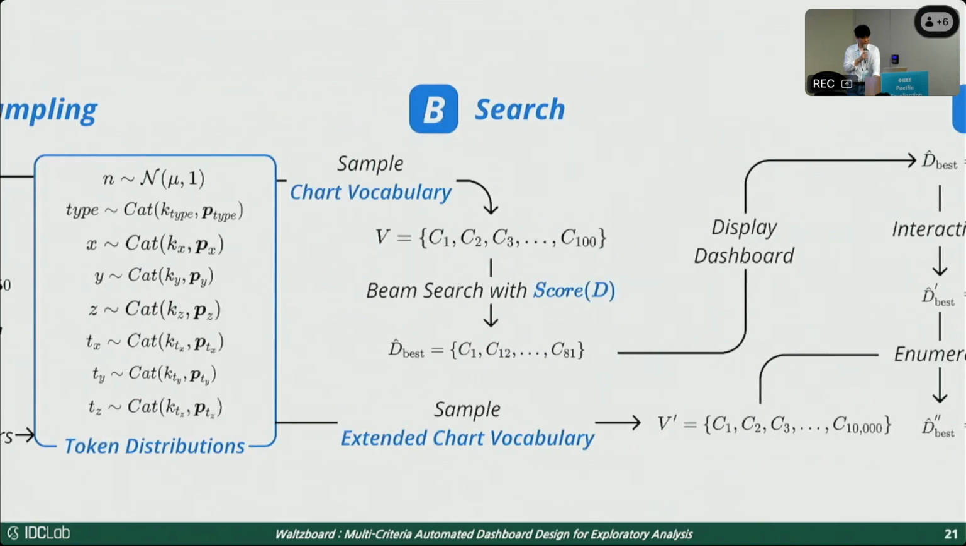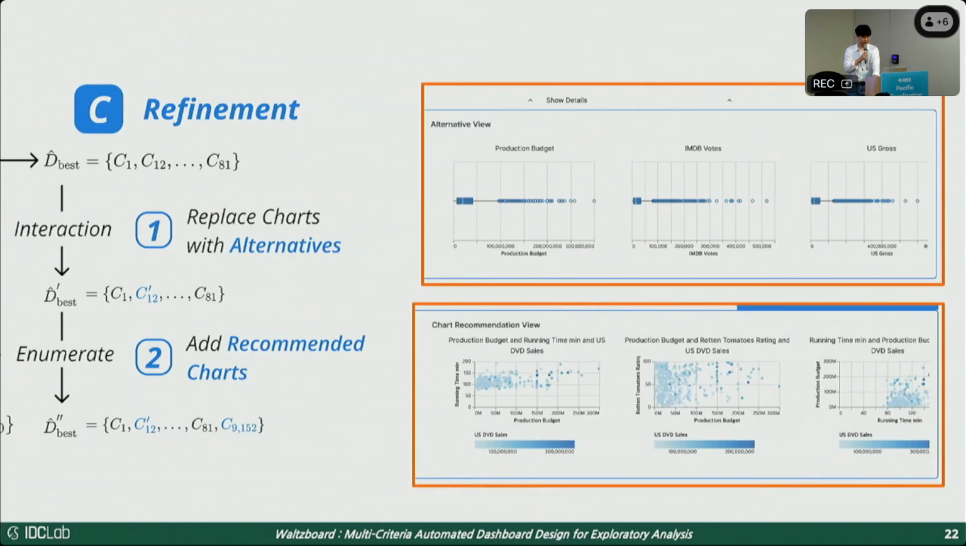In the search phase, we use the learned distribution to build a promising candidate chart set called the chart vocabulary. We then employ a beam search guided by our score function to find a high scoring dashboard in a few seconds. The last phase is the refinement phase. In this phase, the user interacts with the generated dashboard, replacing charts with system suggested alternatives, or adding new recommended charts, allowing fine-tuning based on their evolving insights.